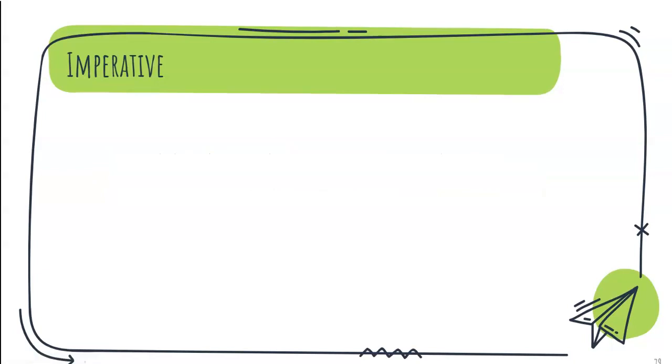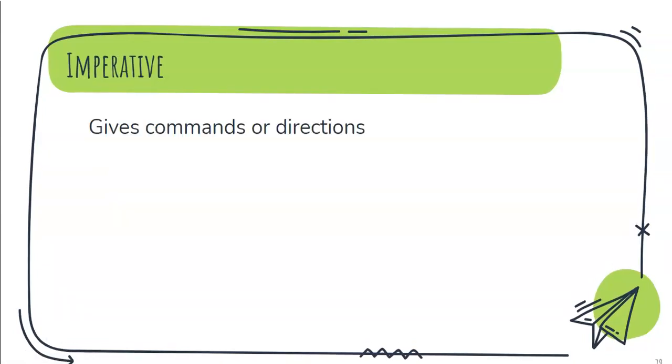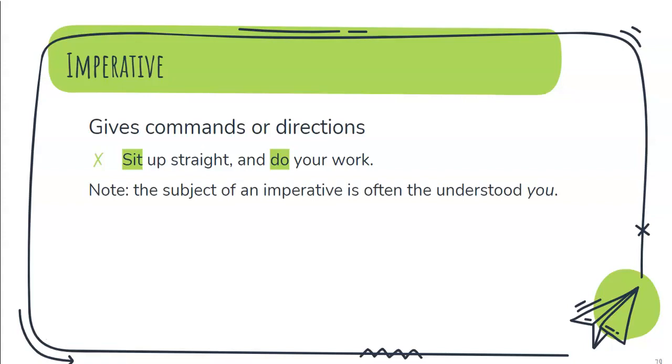The imperative mood is used to give commands or directions. Sit up straight and do your work. Moms and teachers are heavy users of imperatives. The subject of an imperative, by the way, is the unstated but understood you. If I'm looking at you and I say, get your feet off the coffee table, I don't need to add you in the front of my directive.